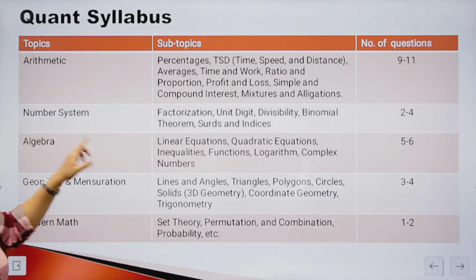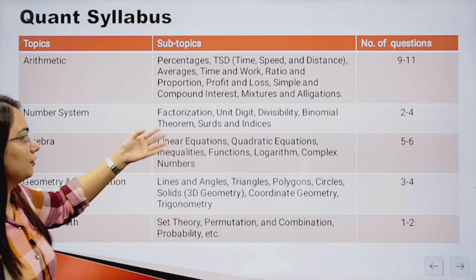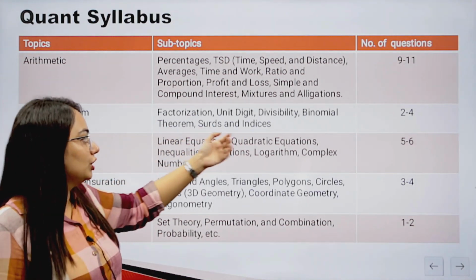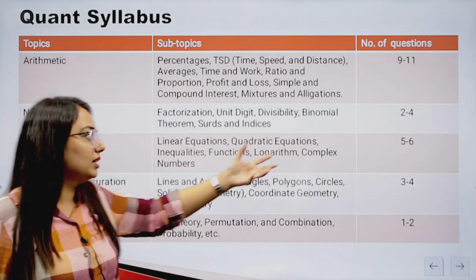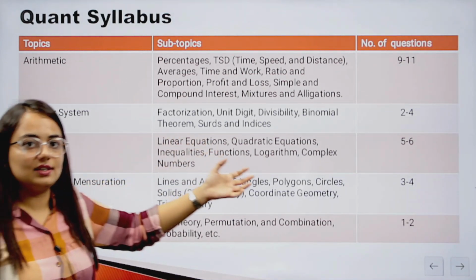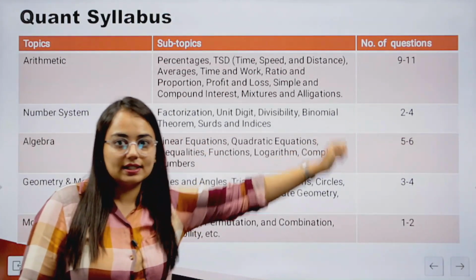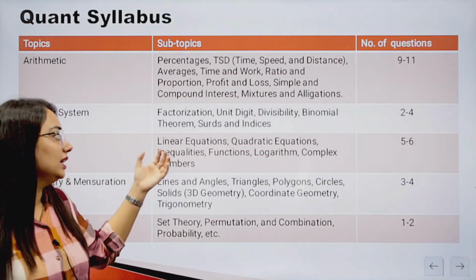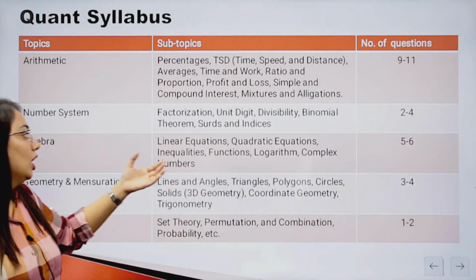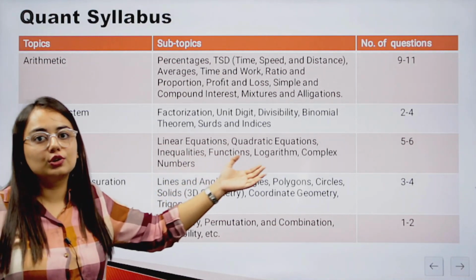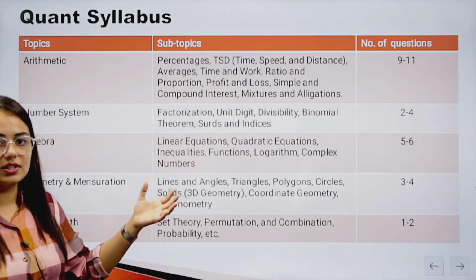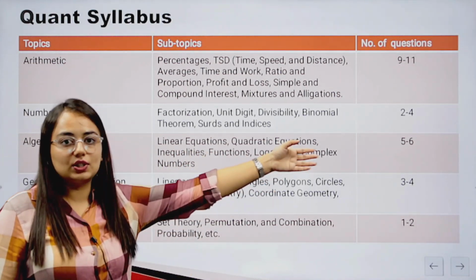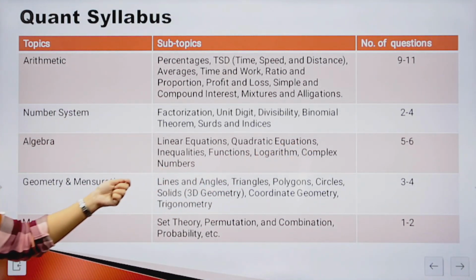The next is number system, where you get questions based on factorization, unit digit, divisibility, binomial theorem, surds and indices, where you had 2 to 4 questions last year. So from algebra, you can have questions based on linear and quadratic equations, inequalities, functions, logarithms and complex numbers. So there were 5 to 6 questions from this area alone.